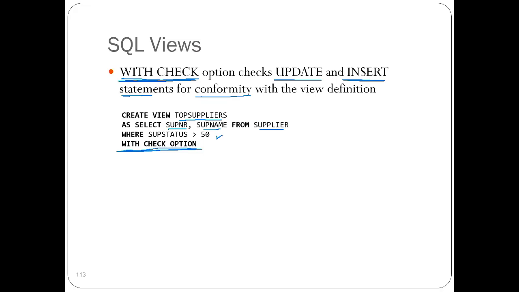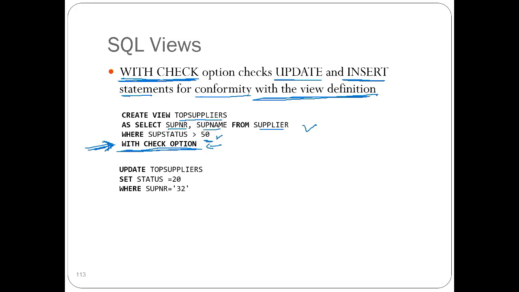How is this view defined? In this view, we want the supplier number and supplier name from the supplier table only for those tuples whose status is greater than 50. And we want to make sure that this definition of the view is not compromised, and for that we are using WITH CHECK OPTION.